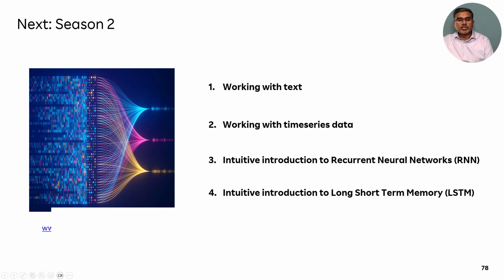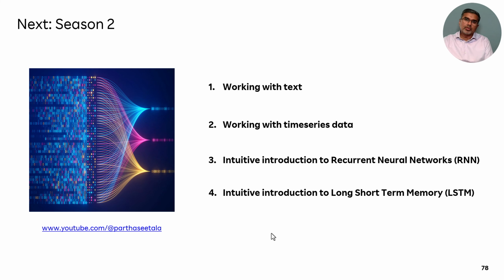What I will cover in season 2 is going to be very interesting topics, which is working around text. How do you take text and build models around text? And I'll talk about different strategies in dealing with text. How do you encode text into numbers? How do you tokenize text? I'll talk about techniques called word embeddings. Then I'll also show you how to work with time series data. Then I'll introduce you to two new architectures of neural networks. One is called recurrent neural networks, which is very important for time series and text based data, and an optimization of recurrent neural networks or RNNs called long short term memory or LSTMs.